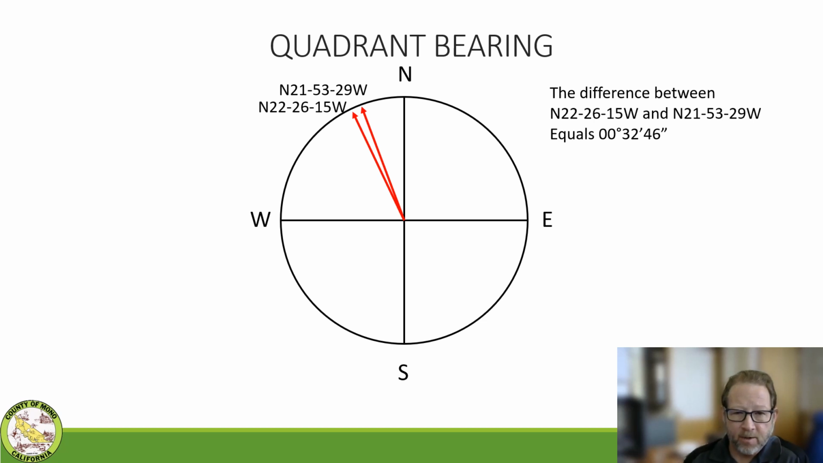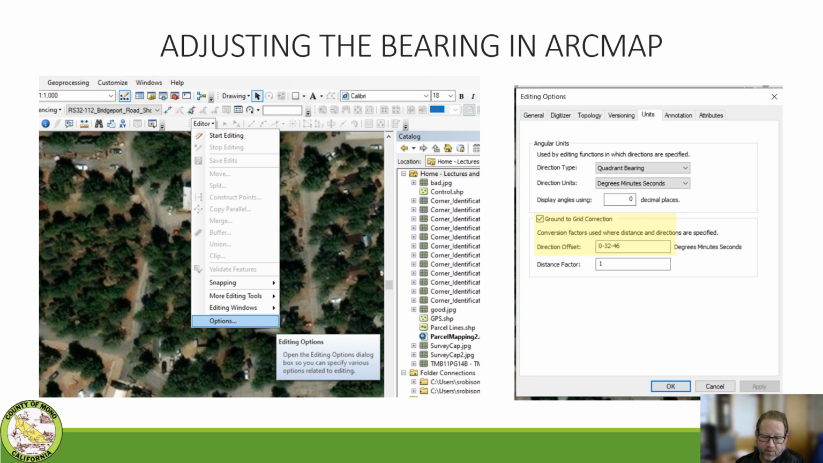So what we need to do now is find the difference between the bearing as stated in our GIS versus the bearing that's stated in the map. To do that, we subtract, and we find that the difference between the two bearings is 36 minutes, 46 seconds. And once we know the difference between the bearing that's stated on the map and that same bearing relative to the GIS, we can input that difference into our ArcMap.